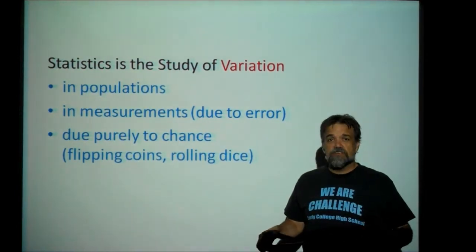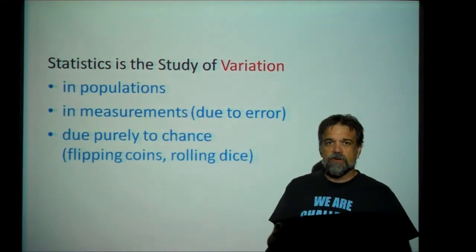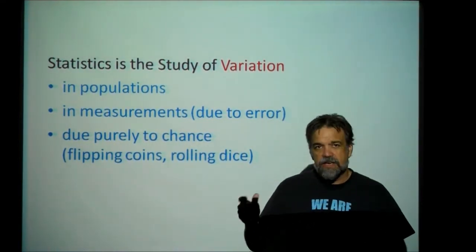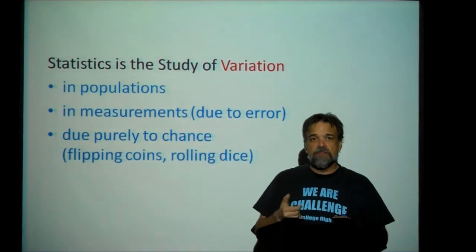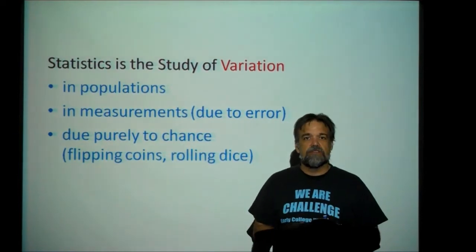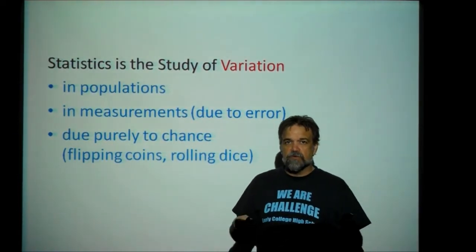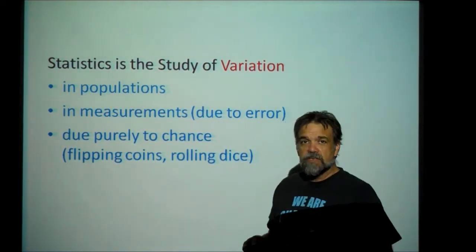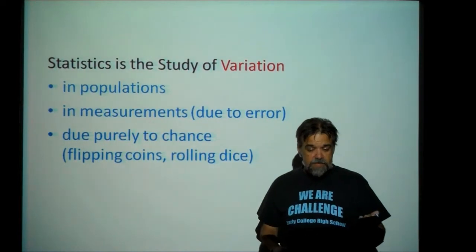And then there's also variation that is due purely to chance. If I want to know, is this coin fair or not? Meaning, will I get heads or tails 50% of the time? You start flipping. Sometimes you'll get heads, sometimes you'll get tails. That's variation right there, or rolling a die. Sometimes you get one, sometimes you get six, sometimes you get three, four, five. So again, that's just variation due purely to chance.